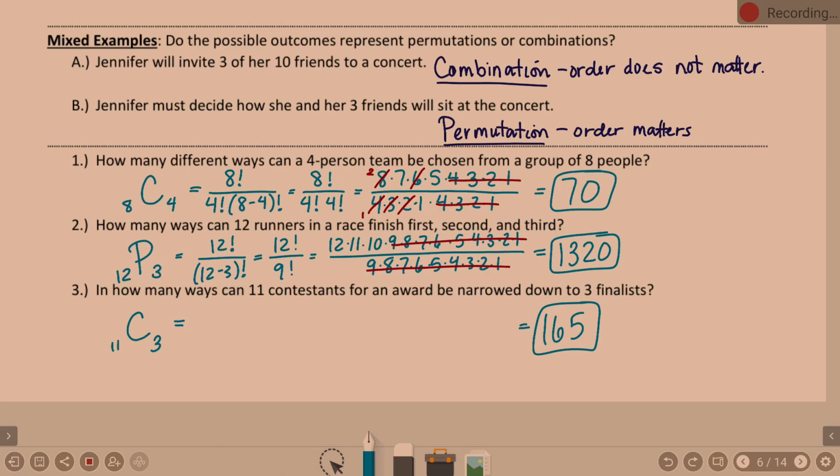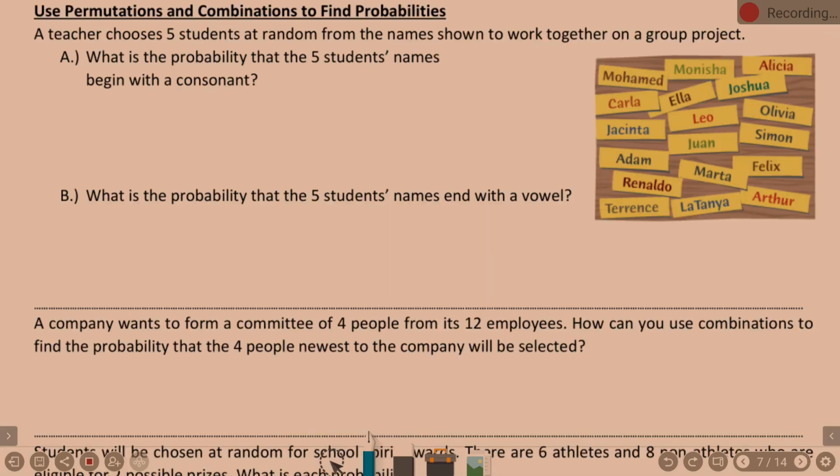Okay. On the back side, we're going to talk about probability. So we're looking at probability where the combinations or permutations are going to be involved to find the probability. We're still going to have to talk about does order matter, but then we're finding probability. So total number of favorable outcomes over total number of possible outcomes is what we're looking at here.